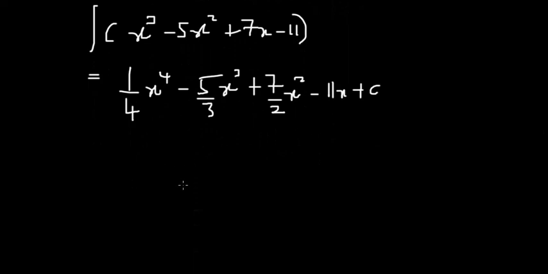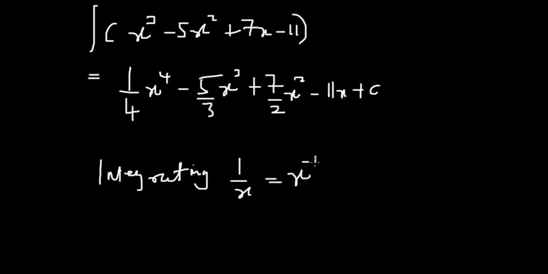So let's first look at another form of integration, where it has to do with ln. Let's say you are integrating any expression in this form. So let's say you have 1 on x. Note that 1 on x is the same as x exponent minus 1. So how do you integrate this?